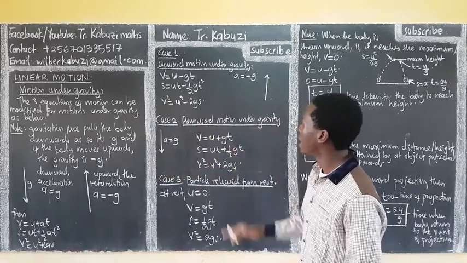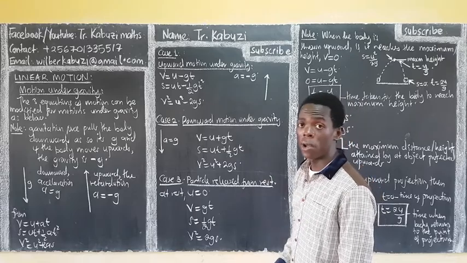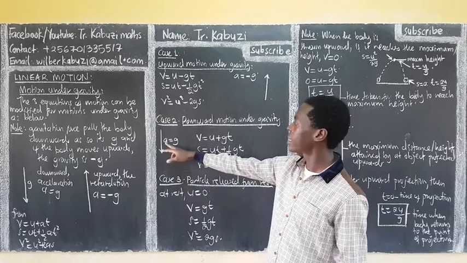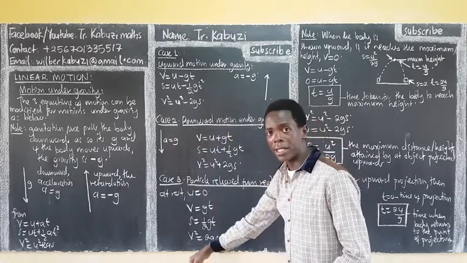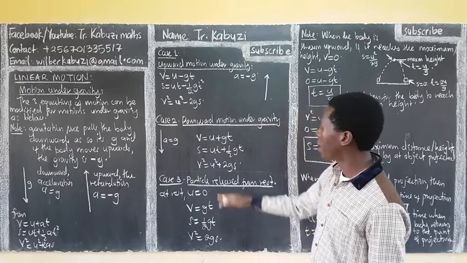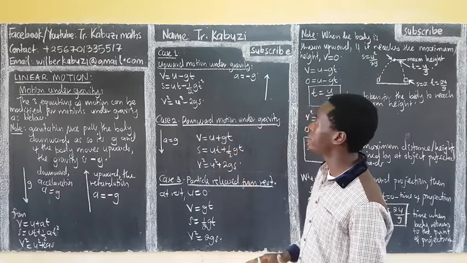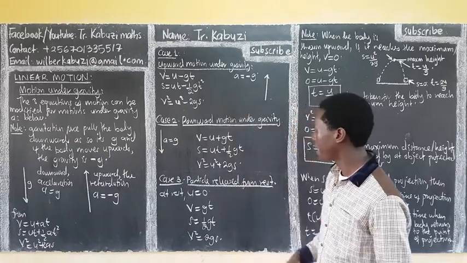Now, downward motion under gravity. Downward means it's now going with gravity, just coming down, so the acceleration is going to be g. Gravity is always accelerating that body to go down, so we just put g, as simple as that. The difference here is that this one is moving up, that's why we have a negative g there.